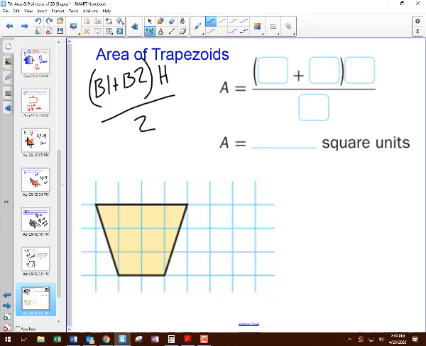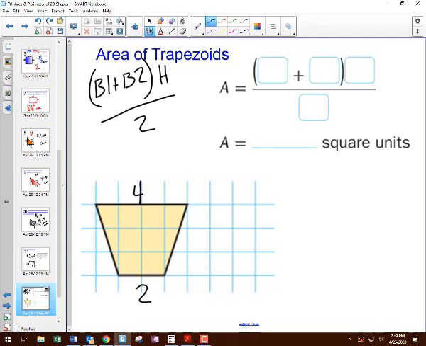Okay, so if you recall, what's the definition of a trapezoid? Well, it's a quadrilateral with only one set of parallel sides, so that's why you have two bases. Let's look down at this example here. We have 2 units for this lower base. 1, 2, 3, 4.